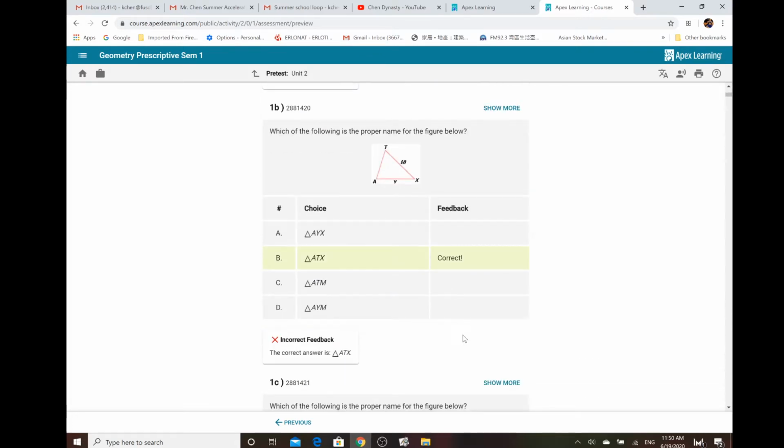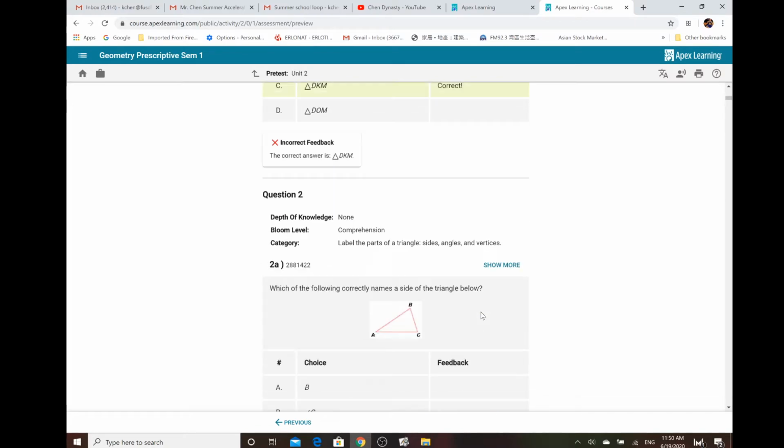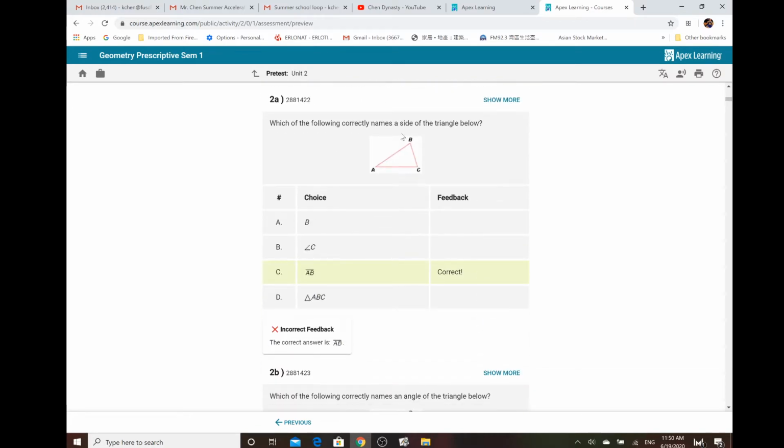Here's another one. It is named either ATX, XTA, or AXT. According to the list, what we got is ATX. Okay, so we can skip that one. It's quite similar. Which of the following correctly names a side of the triangle below?